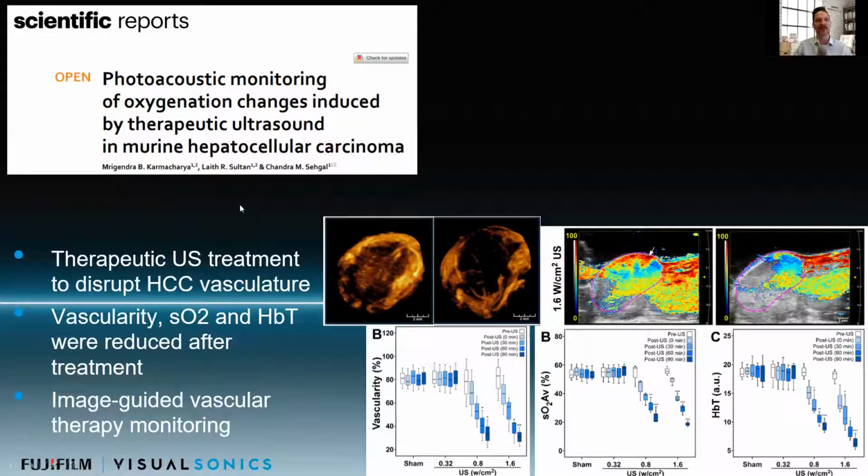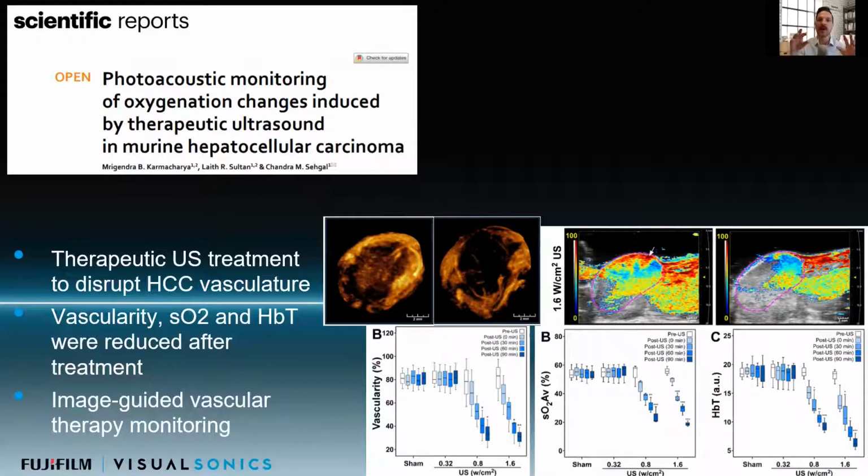This is a really nice one out of UPenn by Dr. Siegel's group, looking at, in this case, hepatocellular carcinoma, looking at treatment with therapeutic ultrasound to treat vasculature. So what they do is, they have these HCC tumors growing. They want to disrupt that vasculature. So often they'll use microbubbles, and they'll disrupt those microbubbles with ultrasound, therapeutic ultrasound, and that will destroy the vasculature.